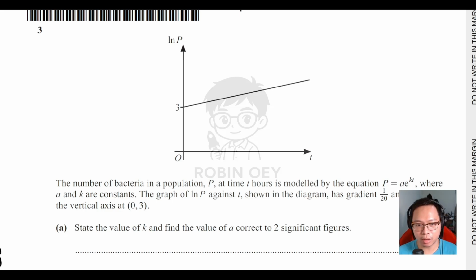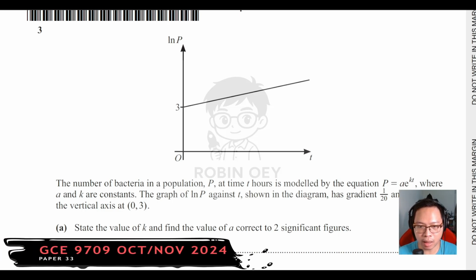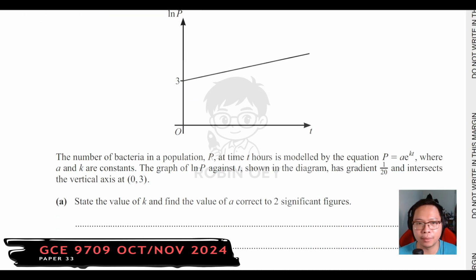Okay, number 3. The number of bacteria in a population P at time t hours is modeled by the equation P equals A e to the power of kt, where A and k are constants. The graph of ln P against t, shown in the diagram, has gradient 1/20 and intersects the vertical axis at (0, 3). State the value of k and find the value of A correct to 2 s.f.